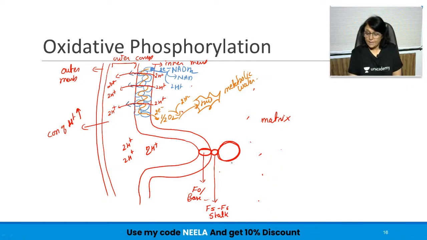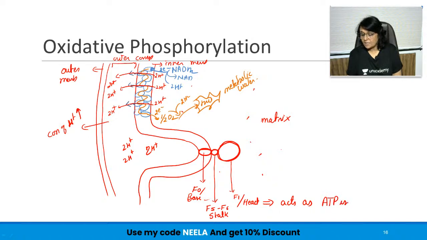And this is called F1 particle or head. And you know this head acts as an enzyme, and that is ATPase. So what do you think ATPase will do? ATPase will help in formation of ATP.